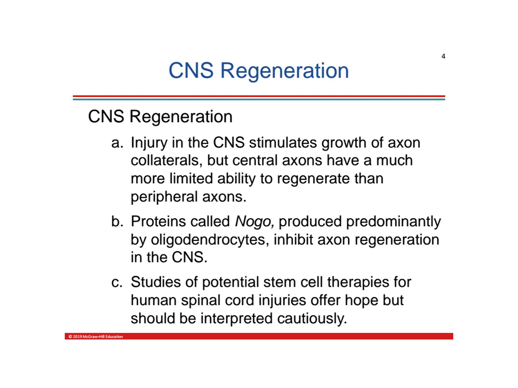One topic that's of great interest is CNS regeneration. As I just explained, the PNS can regenerate reasonably well. CNS regeneration is a little bit more problematic. So when you have injury of the CNS, this can stimulate growth of axon collaterals, but often the central axons have a more limited ability to regenerate than peripheral axons.